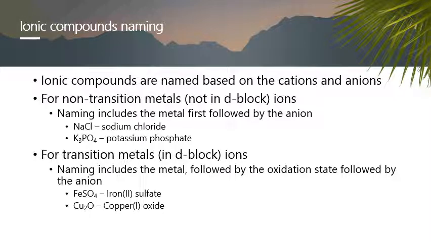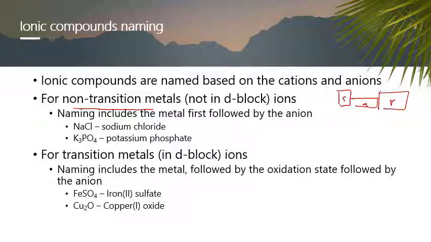Now, ionic compounds are named based on the cations and anions. For the cation, we just leave the name as it is. For the anion, we have to follow the charge of the anion. Now, there are two types of metal: non-transition metal and transition metal. Transition metals are the D block. If you look at your periodic table, you have your S block, D block, and your P block. So the ones in the middle are your transition metals. For non-transition metals, we just put the metal and then the anion.